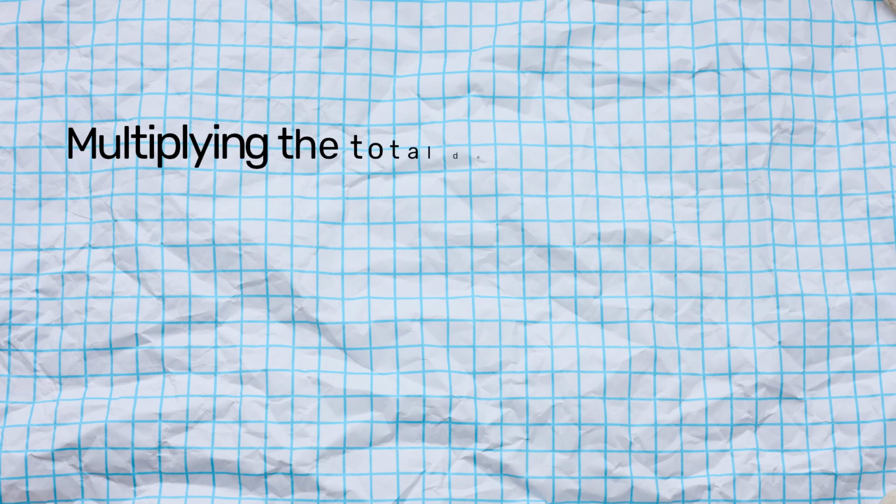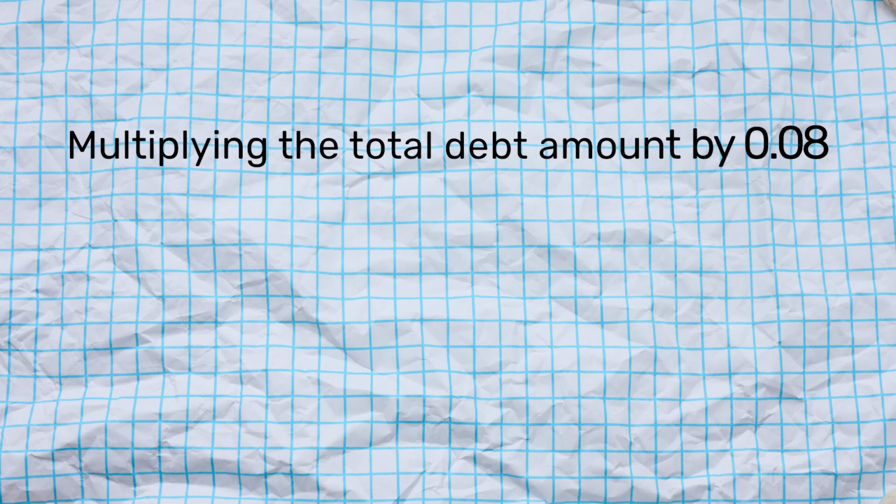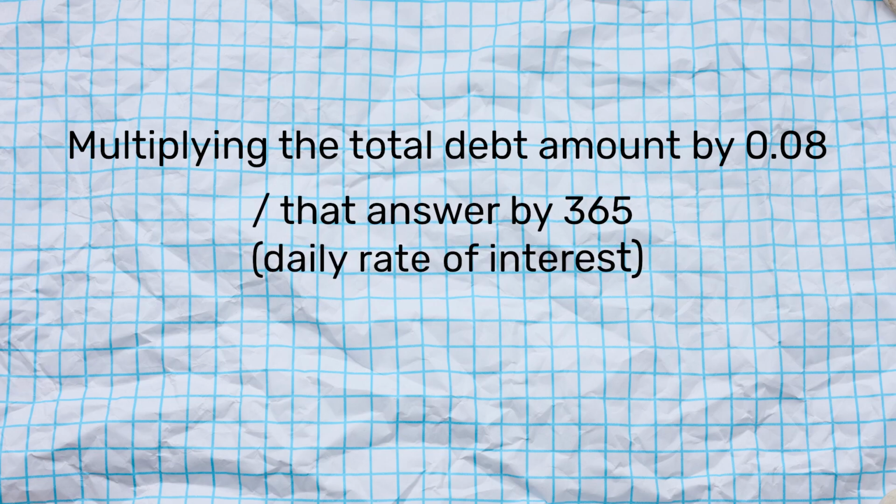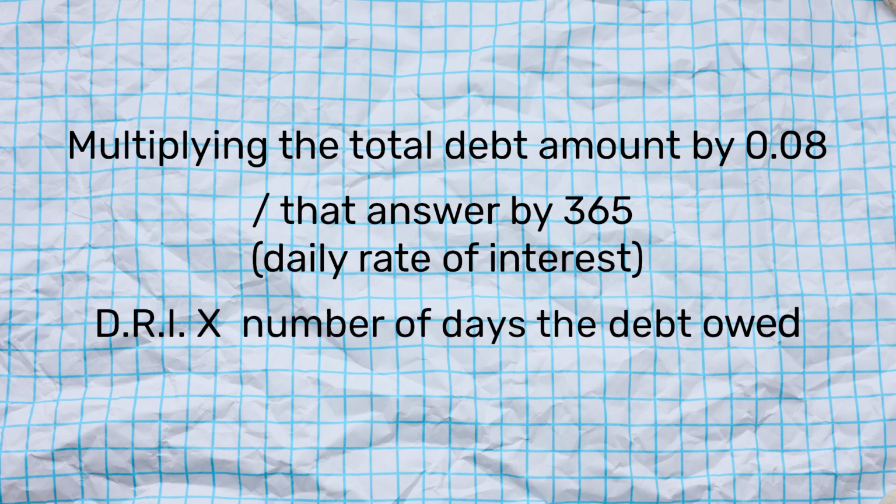Calculating the statutory interest of your debt is possible, but it's not as simple as just working out 8% of the debt owed. The interest available to claim is calculated by multiplying the total debt amount by 0.08. Dividing the above answer by 365, the daily rate of interest. Multiplying the daily rate of interest by the number of days the debt has been owed.